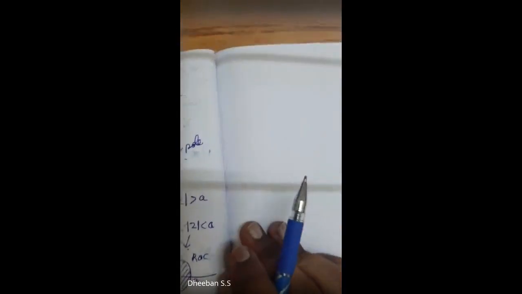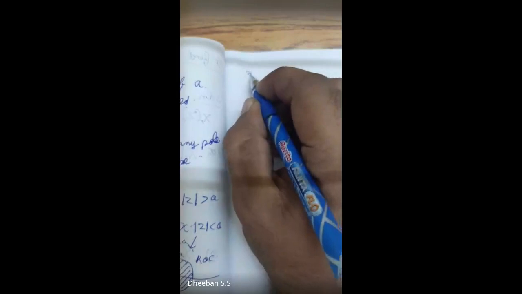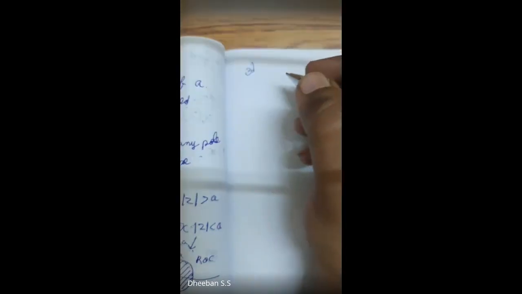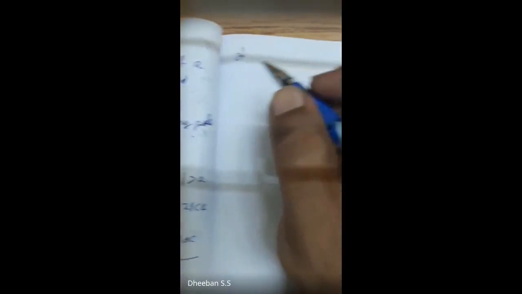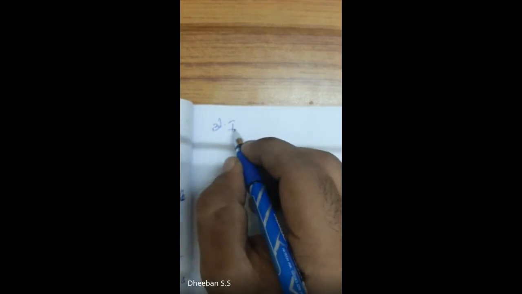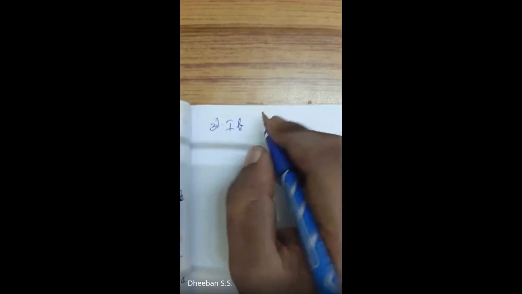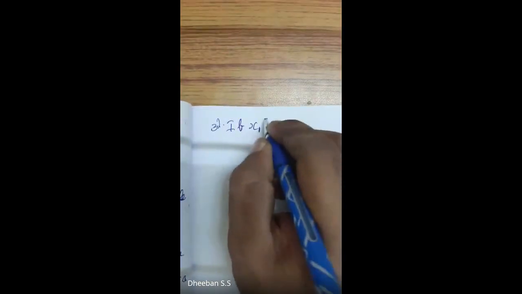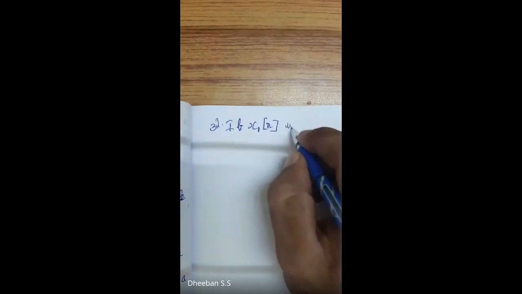The third property is: if x1 of n is a right-sided sequence.